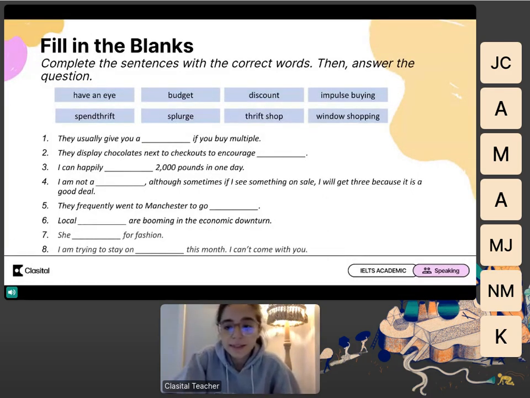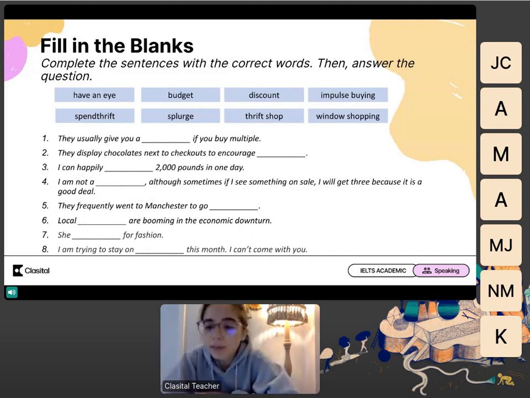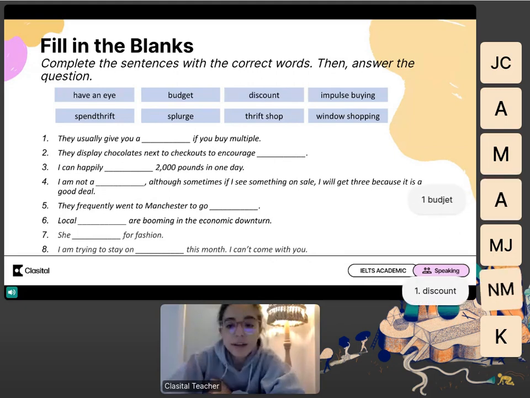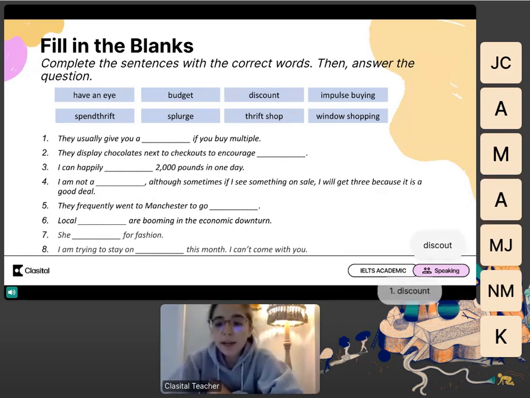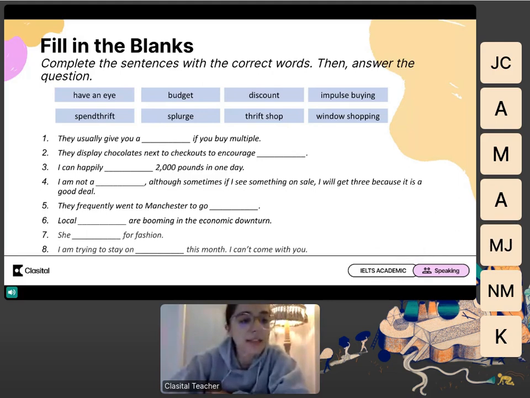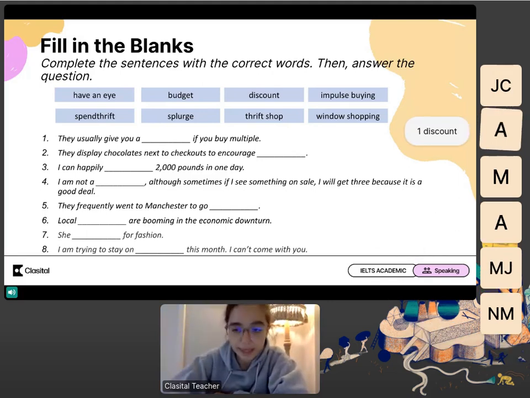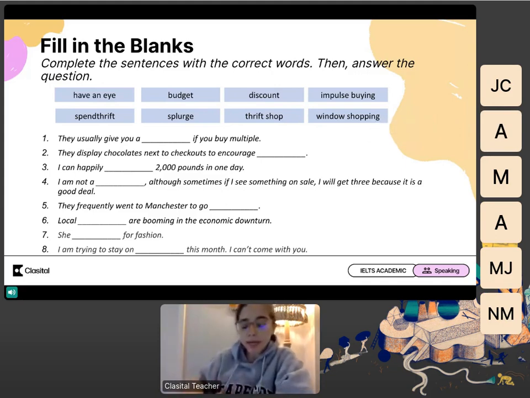Okay. People who are on budgets usually tend to buy from thrift shops. Thank you, Marianne, for your example too. Okay, number one, discount. Yes, that's correct. They usually give a discount if you buy multiple. That's correct. Discount will be number one.